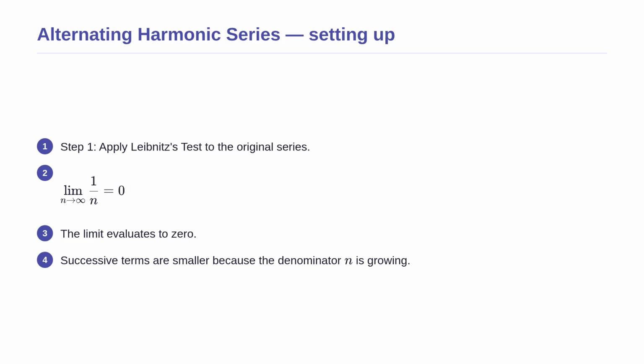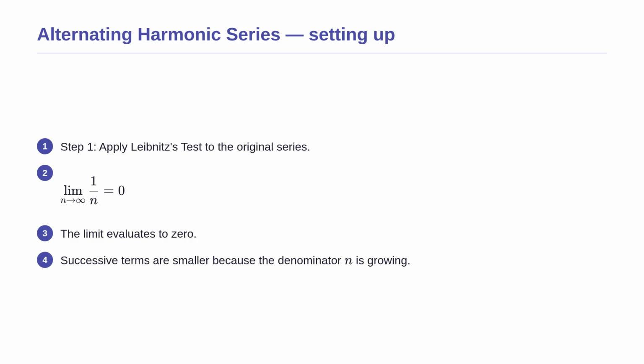We begin with step 1 of our procedure, analyzing the original alternating series using Leibniz test. We need to see if the magnitude of the terms approaches 0. We do this by taking the limit of 1 over n as n approaches infinity, ignoring the alternating sign. This limit clearly evaluates to 0.